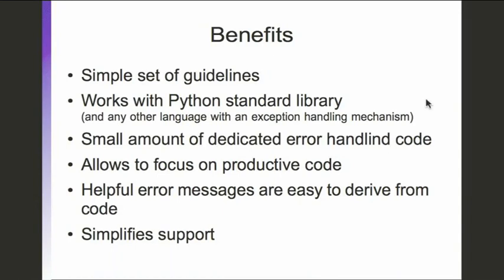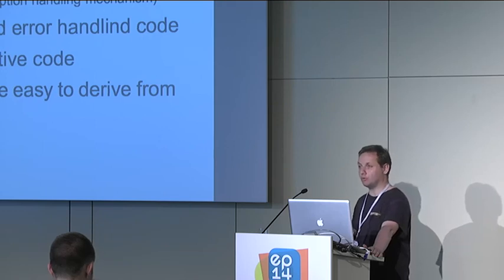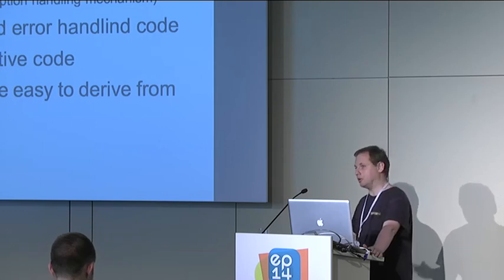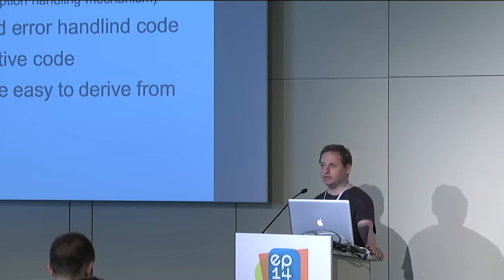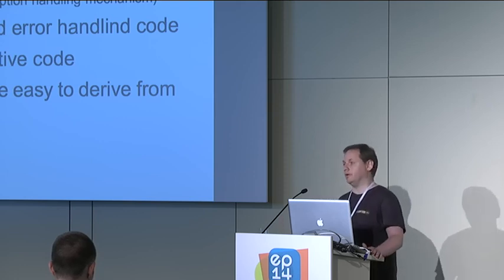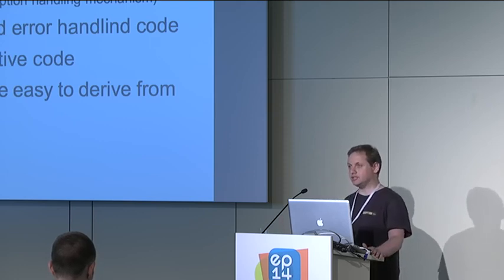It yields a small amount of dedicated error handling code, and most of your code can focus on producing the result, on producing the stuff your users actually want. It yields helpful error messages that are easy to derive from the code, and it consequently simplifies support in a way that users might be able to deal with more errors themselves without opening tickets. Or even if you get the ticket and the error message is in the ticket, you get more information and better information to fix it yourself and support the user.